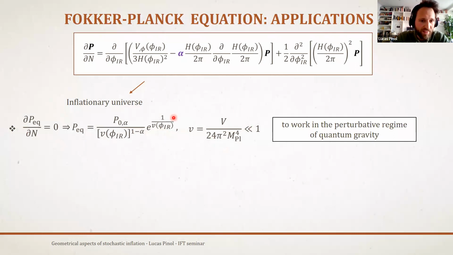And this is very weird. It's completely non-perturbative. It doesn't look at all like a Gaussian, like we would expect from cosmological perturbation theory. It's a non-perturbative result, something you could not have gotten by means of a perturbative treatment.